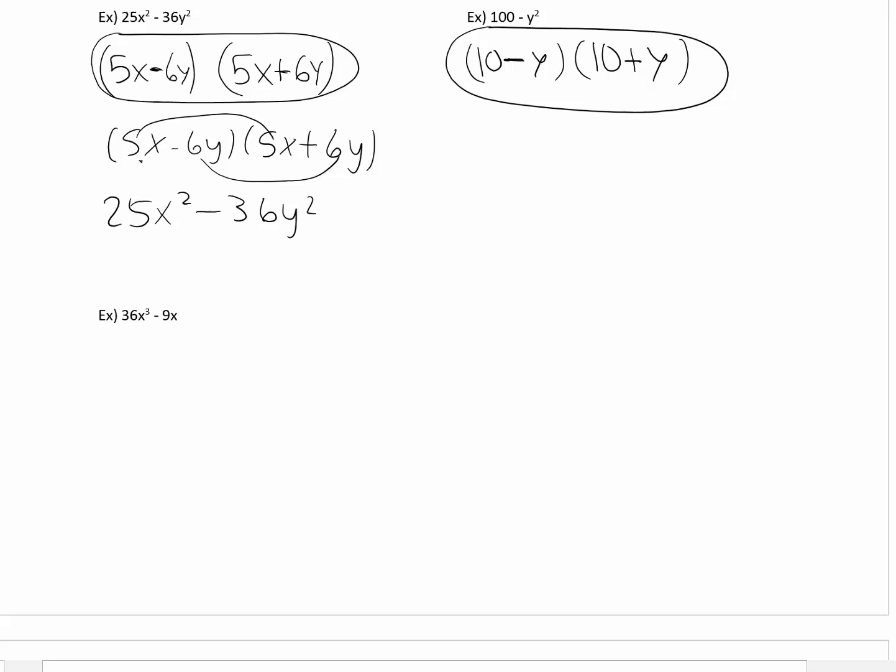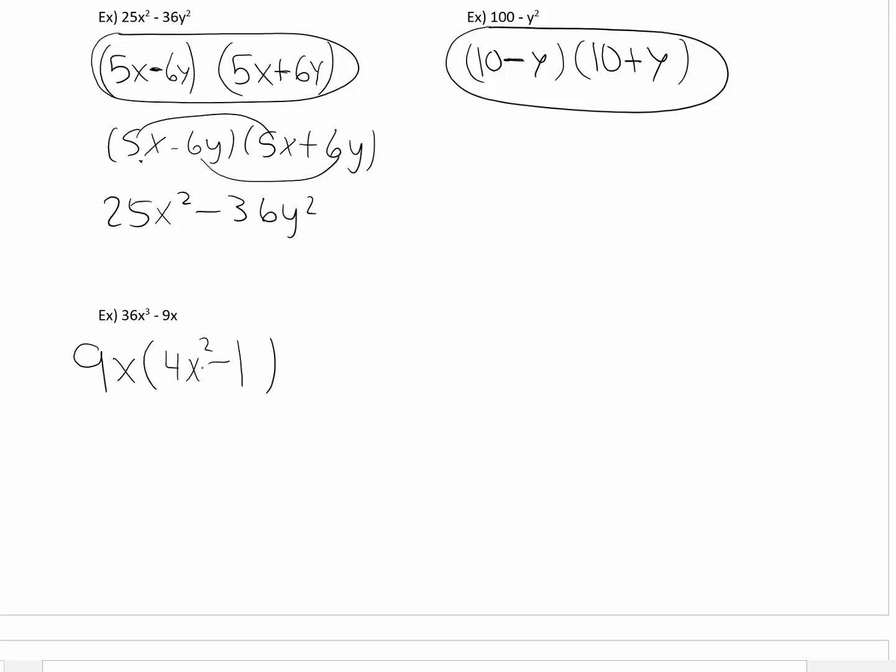Okay, let's go to the next example. First off, is there a greatest common factor I can take out of these terms other than 1? The answer to that is yes. I can factor out or divide out a 9x. 36x cubed divided by 9x, that is 4x squared. 9x divided by 9x, that's not 0, that is 1.